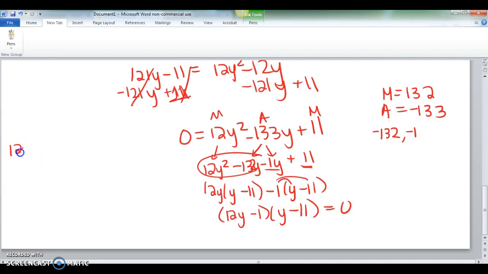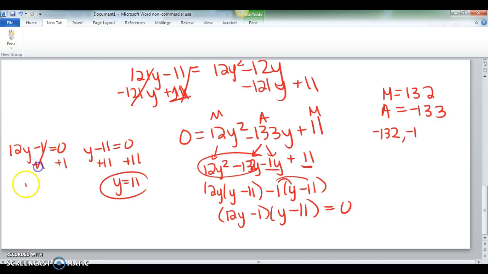Now we set each of them equal to 0. So when we add 11, we get y equals 11. When we add 1, we get 12y equals 1, divide by 12, so y equals 1/12. So we have two answers.